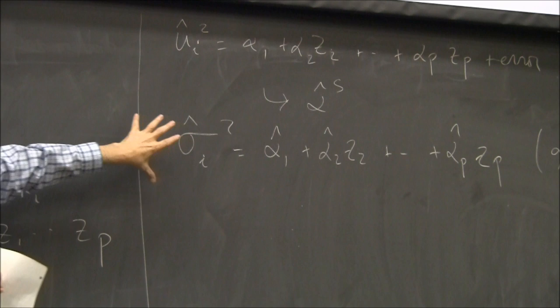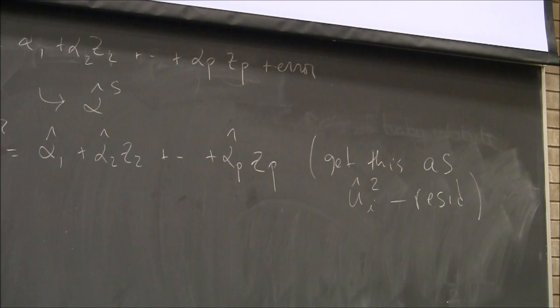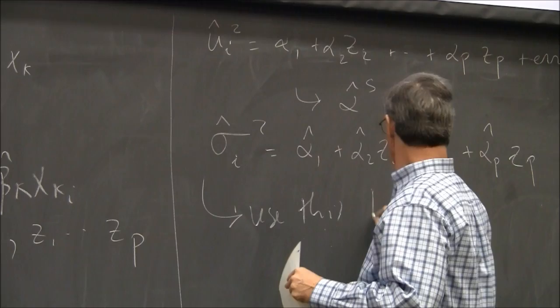Just to say it once again, this is a step that people seem to have a little trouble with. We'll note that as we go through as well, where that happens. Now from here, you use this to get sigma hat i. It's a square root. Just take the square root.